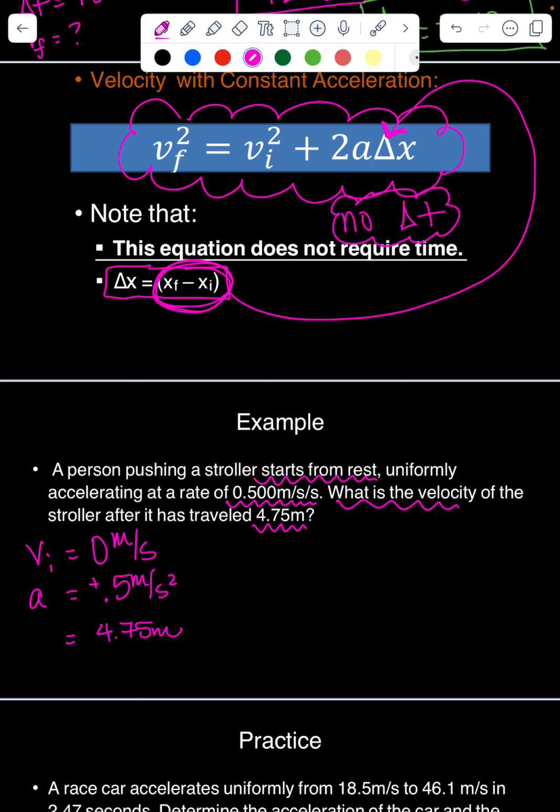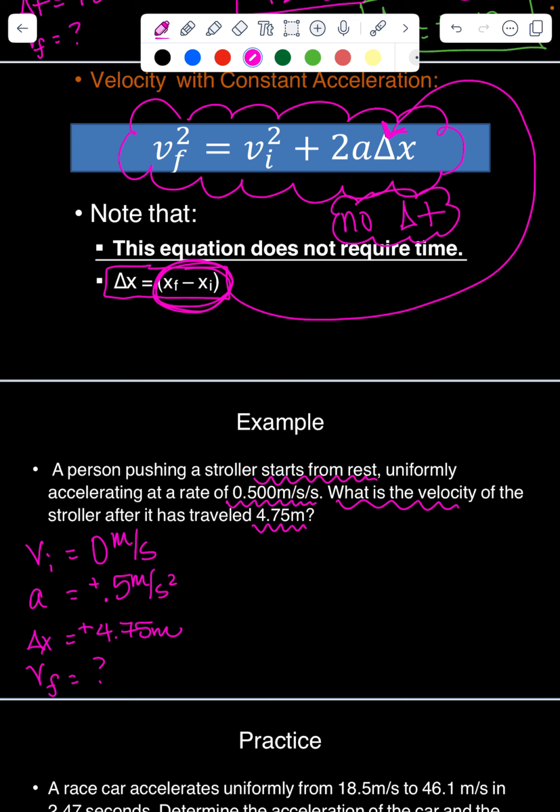And then our last given is 4.75 meters. The only thing that we have that's measured in meters is our displacement. And we know displacement is also a vector quantity, so we have to add a direction to it. Well, we are assuming that this person is going in the positive direction, so it would be positive. And then I am asking you to solve for the velocity of the stroller after it has traveled that amount of distance. So we are looking for V final. V final is what we're looking for.